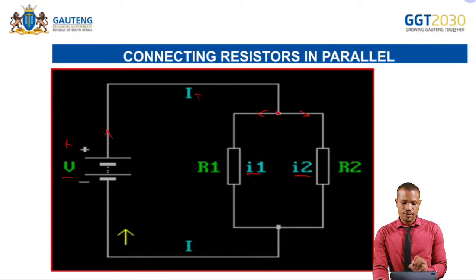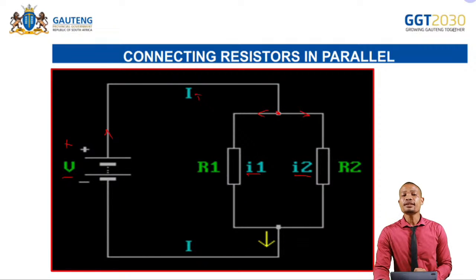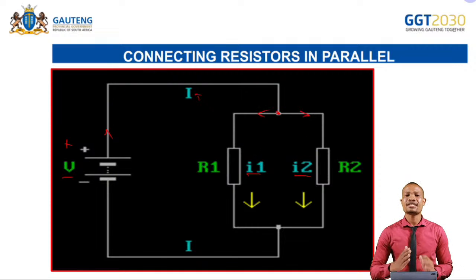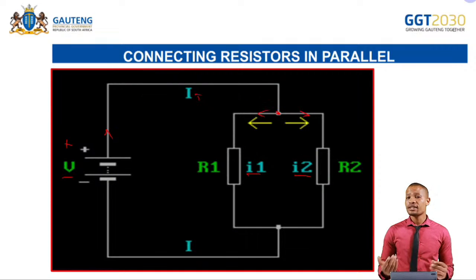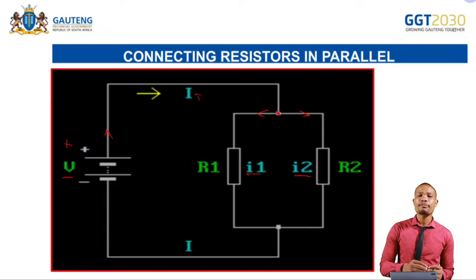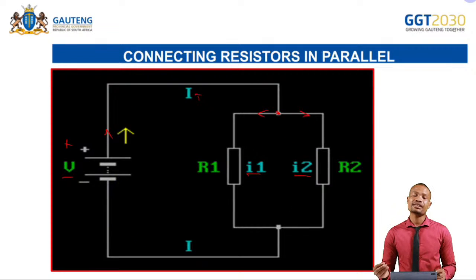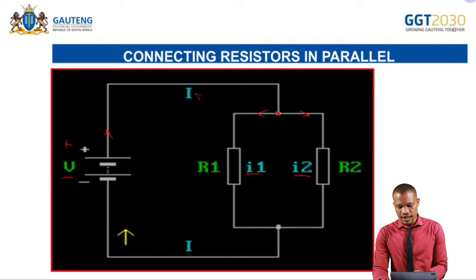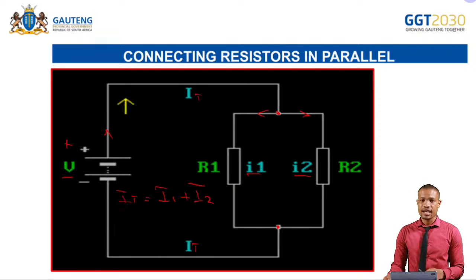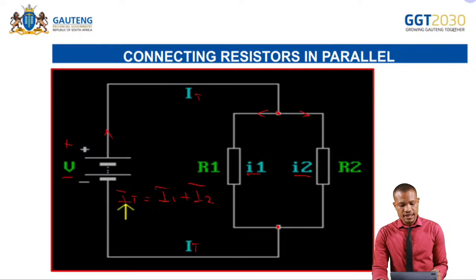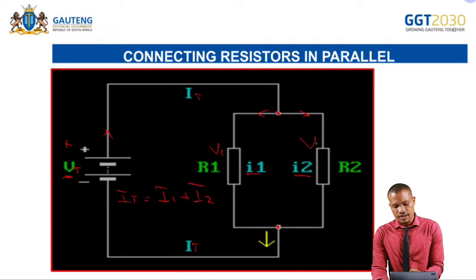flows through resistor 2, right? They split the current. If they have equal resistance, they will split it equally. But if they don't have an equal resistance, the resistor with the least amount of resistance will take more current than the resistor with the highest resistance. Then it gets to this point where it rejoins to give us IT again. So the total current IT is equal to I1 plus I2 for this particular circuit. The voltage remains the same. This voltage, which is VT, is equal to V1 and it's equal to V2.